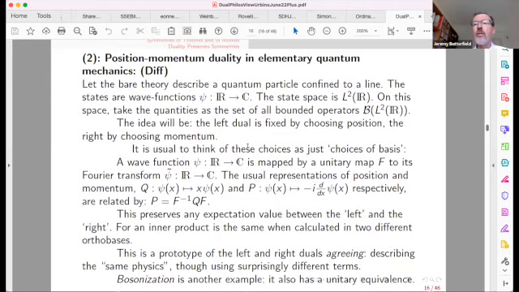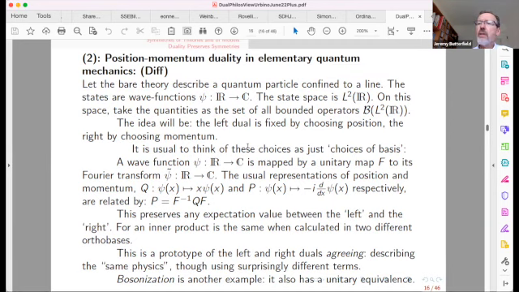An example of simply having different subject matters. Let the bare theory describe a quantum particle confined to a line. So the states I'll take to be wave functions, to keep it simple, rather than the members of an L2 space. I'll write it as just psi, a function from the real line to the complex numbers, but officially the state space is L2 functions, which are equivalence classes of wave functions. On this space, we can take the quantities as all the bounded operators, fine.